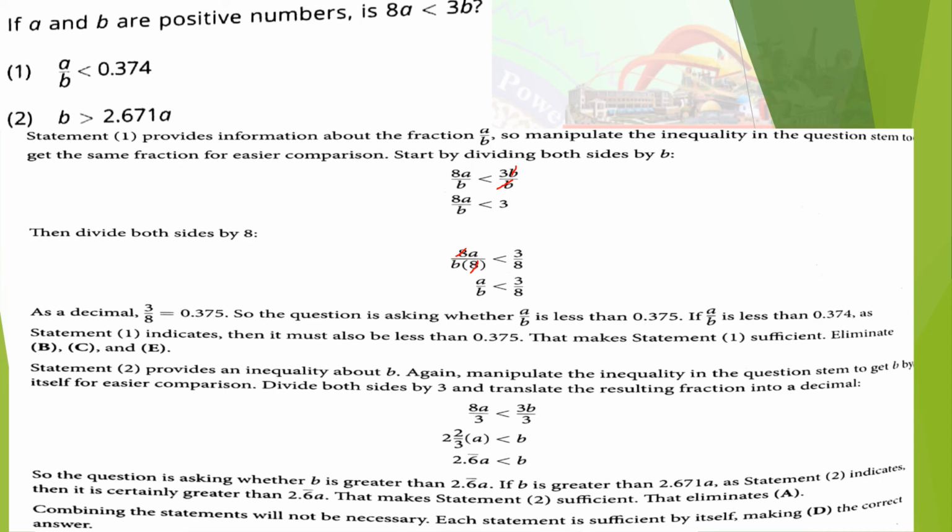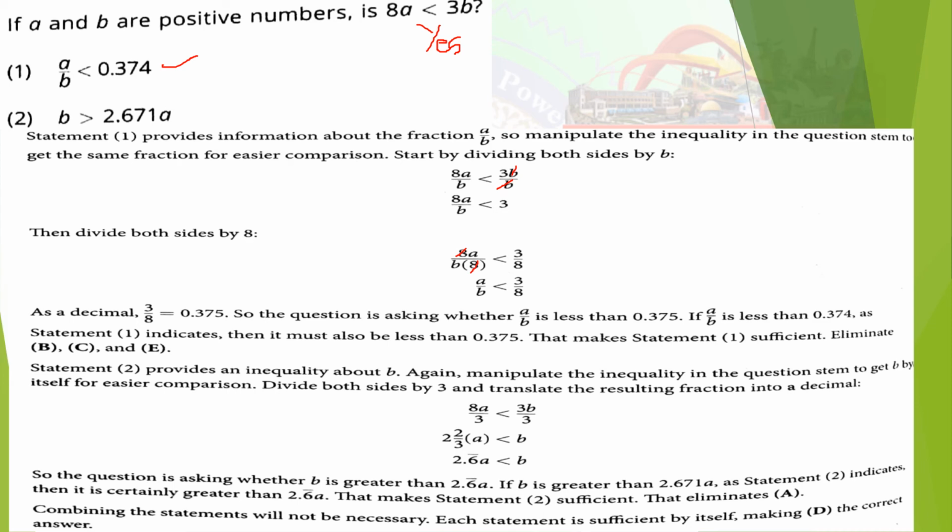So what is the meaning? 3 by 8 is nothing but 0.375, so it exactly matches this answer. It tells that if the ratio a by b is less than 0.375, then the equation is yes. So statement 1 alone told that a by b is less than 0.374, which closely matches this answer, and from the first statement you can directly tell the answer is yes.